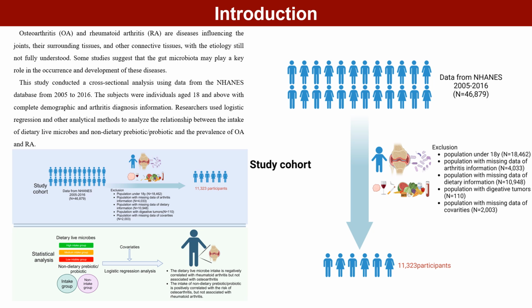Therefore, they utilized data from the NHANES to carry out a population-based cross-sectional analysis. The objective of the research was to clarify the connection between dietary live microbes, non-dietary prebiotics/probiotics, and the prevalence of OA and RA. The graphical abstract of the study is shown in the lower left, and the flowchart of participants' selection is depicted in the figure on the right, which excludes minors, individuals with missing variables, and patients with gastrointestinal tumors.